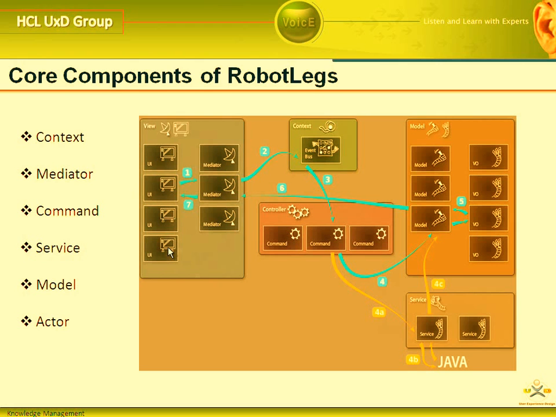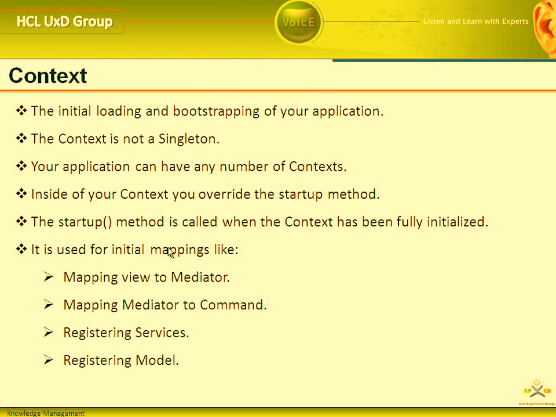And next, coming to core components of RobotLegs framework, these are the basic core components: context, mediator, command, service, model, and actor. And here this diagram shows the quick flow of the RobotLegs framework, but anyway later we are going to discuss in detail this complete flow. So let me move on to the next slide.